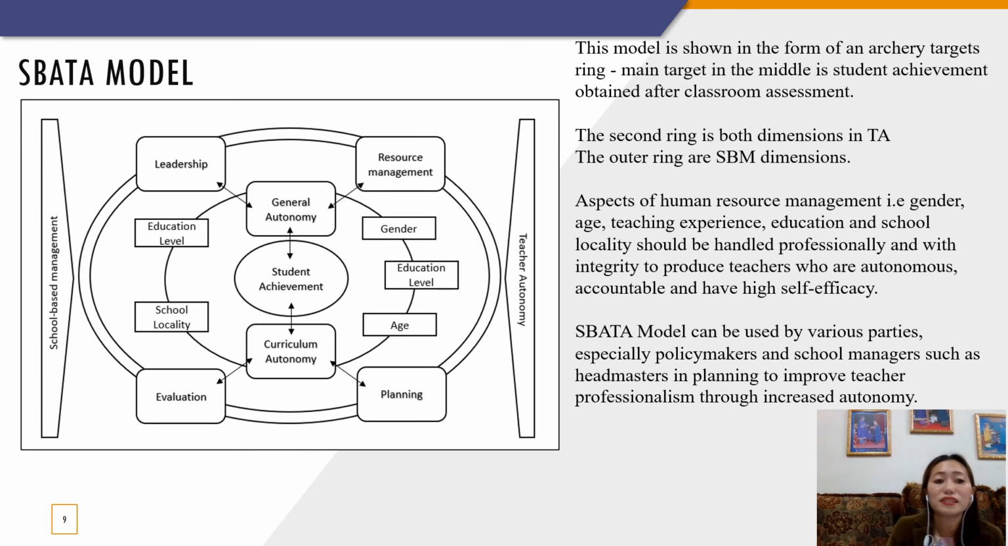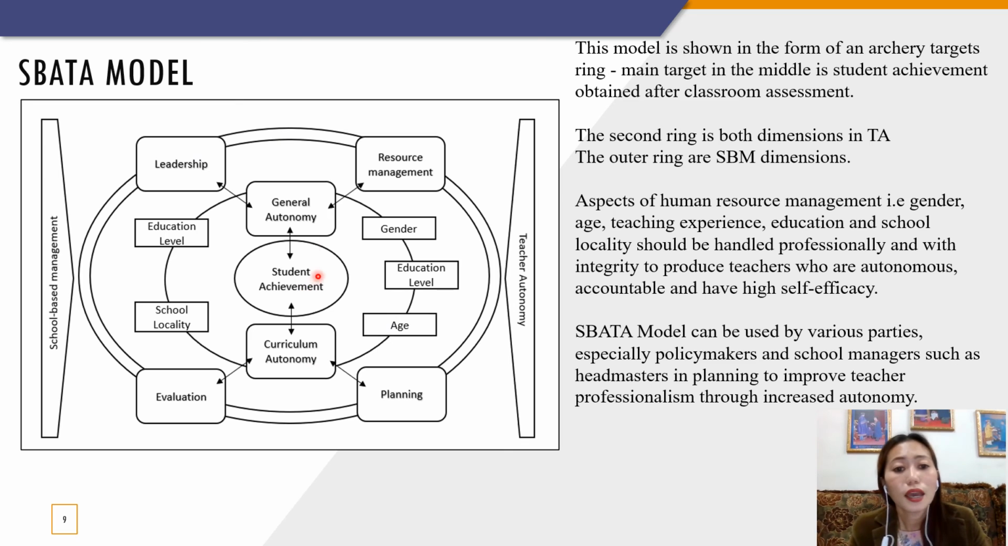So, from this result, I would like to propose a new model called the SBATA model that has not yet been proposed before. This model is shown in the form of an archery target ring. The main target in the middle is student achievement. The second ring is both dimensions in teacher autonomy, general autonomy and curriculum autonomy. The outer ring is the school-based management dimensions: leadership, resource management, planning, and evaluation.